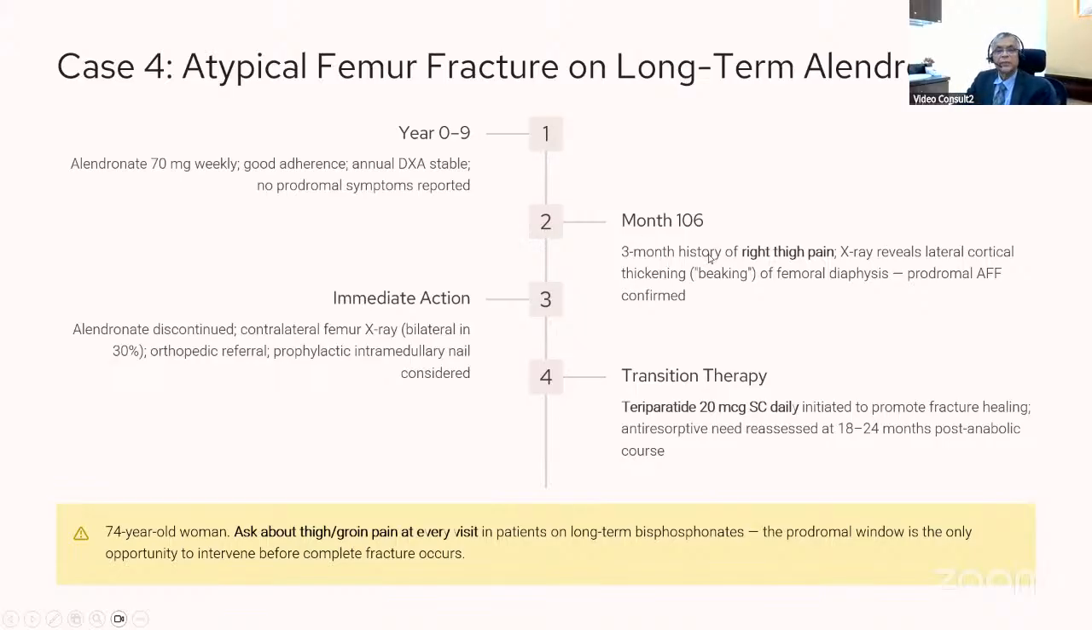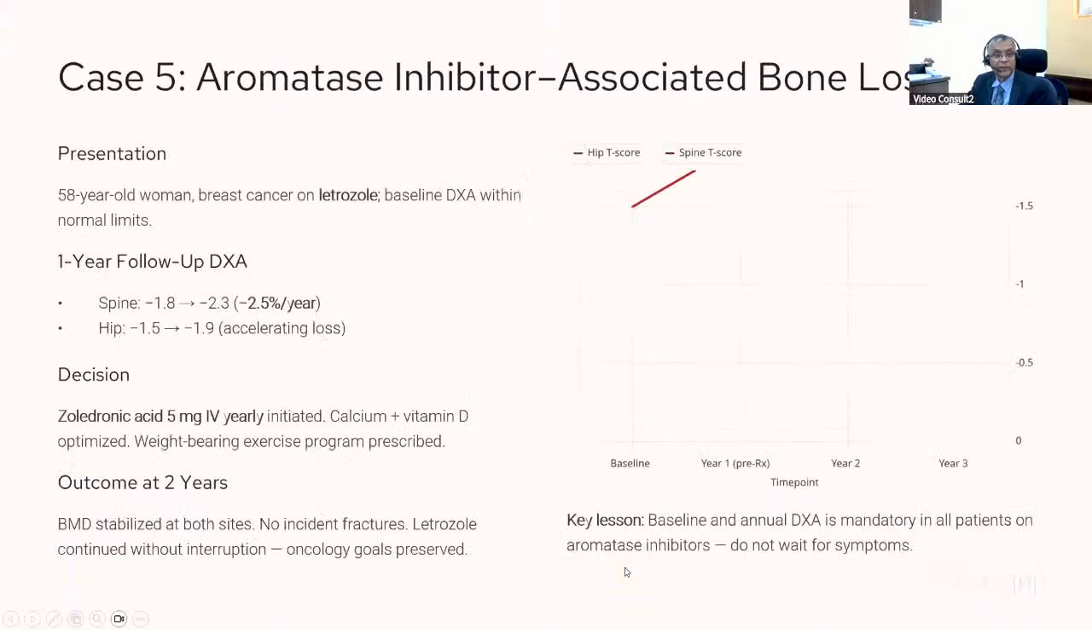Then at the 6th month, right-side thigh pain reveals lateral cortical thickening. This is a prodromal atypical femoral fracture, confirmed. Immediate action: alendronate discontinued, contralateral X-ray to be done, which is seen to be bilateral in 30%, orthopedic referral, intramedullary nailing considered. Transition to a bone-forming agent, an anabolic agent, initiated to promote bone healing, antiresorptive need assessed at 18 months post anabolic closure. So a 74-year-old woman with this pain will have the possibility of this.